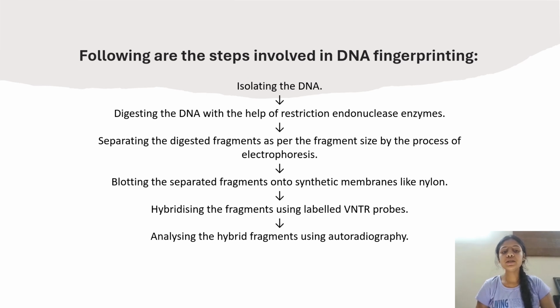Here are the steps involved in DNA fingerprinting. First, we isolate the DNA. Then, digest the DNA with the help of restriction endonuclease enzymes. The next step is separating the digested fragments as per fragment size by the process of electrophoresis. Blotting the separated fragments onto synthetic membranes like nylon. Hybridizing the fragments using labeled VNTR probes. Analyzing the hybrid fragments using autoradiography.